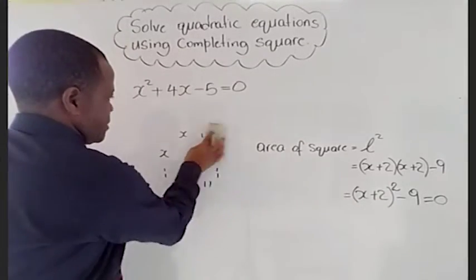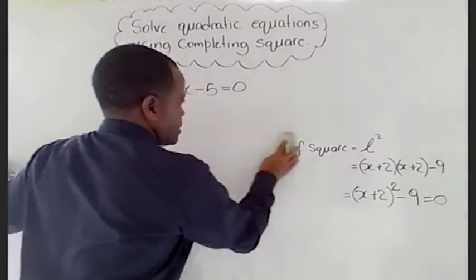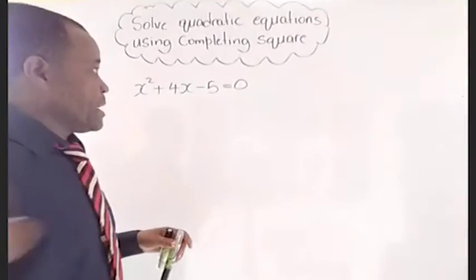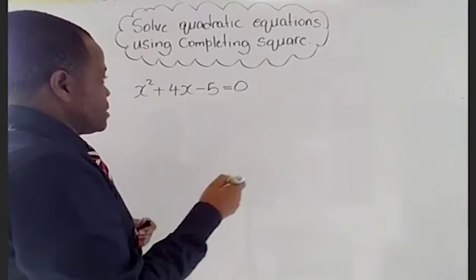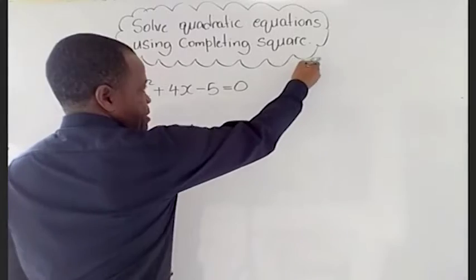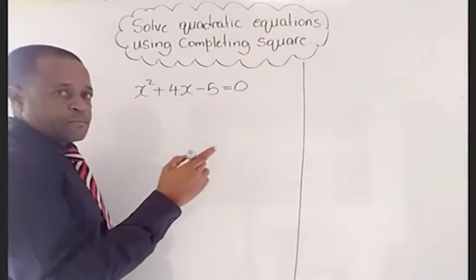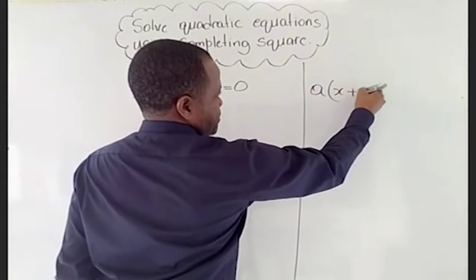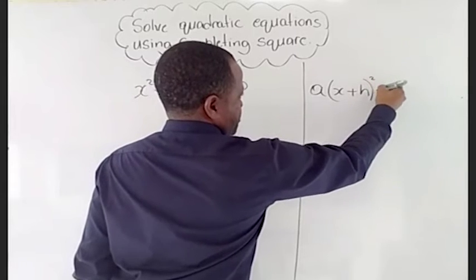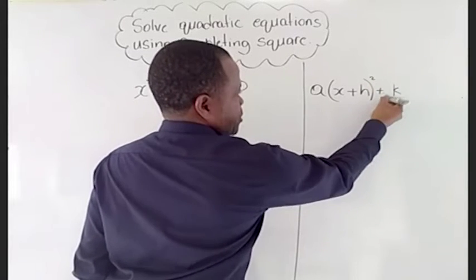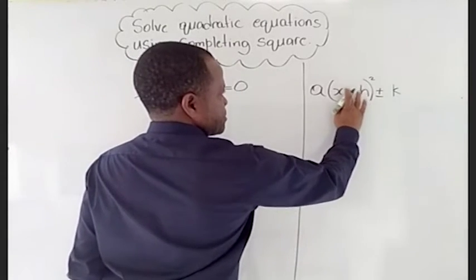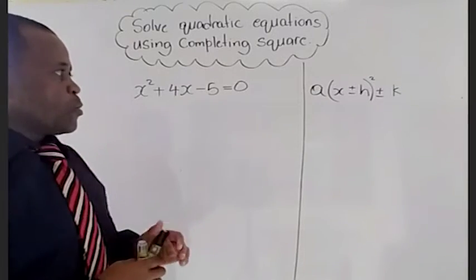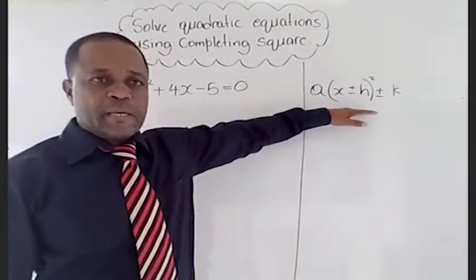And so I'm going to clean all of this. And we're going to be looking at completing the square. Now, before we start looking at this, let me just say to you that the general form of completing a square is written as a into x plus h all squared plus k. Or we could write it as plus or minus. All right, we could write it that way. So we want to write this so that it looks like this.